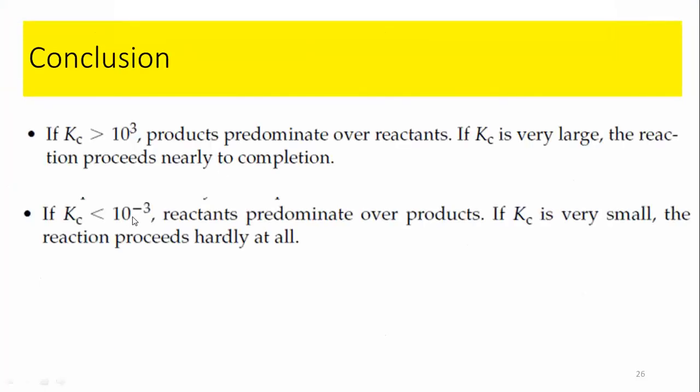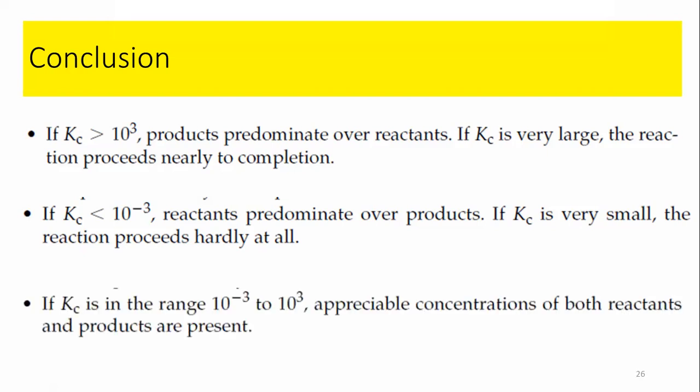If it is less than 10^-3, the reactant predominates over the product. And this can only be less than 1 when the concentration of the reactants is more as compared to the concentration of the products. That's why the reactants predominate. And if it is very, very small, as 10^-48 in the previous slide I have shown you, then the reaction proceeds hardly at all. That means only the reactants are present. The direction is not proceeding towards the product side.